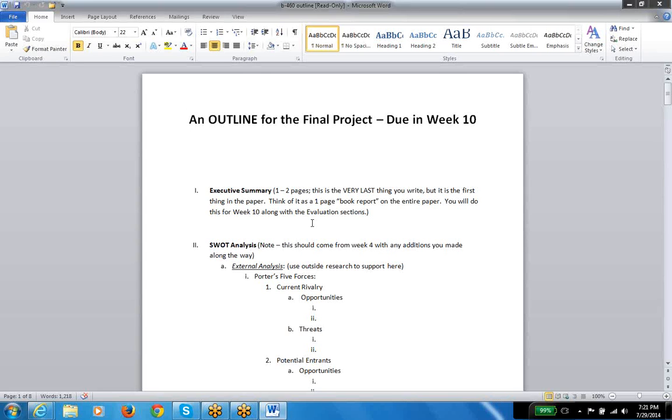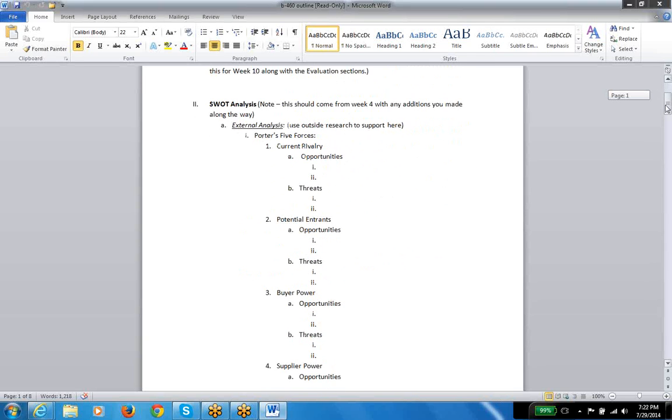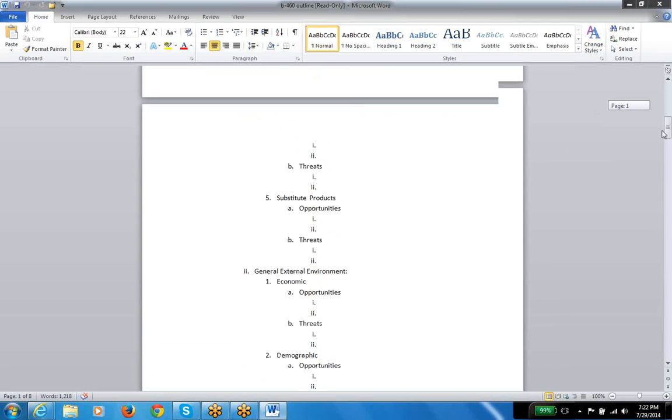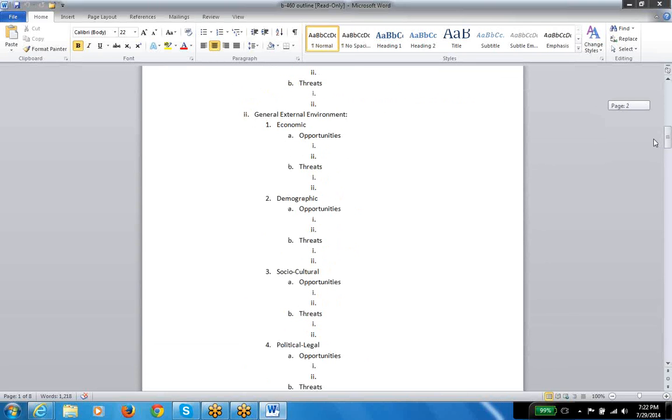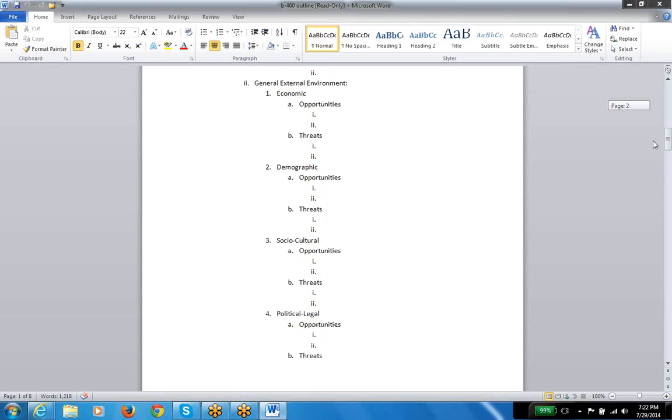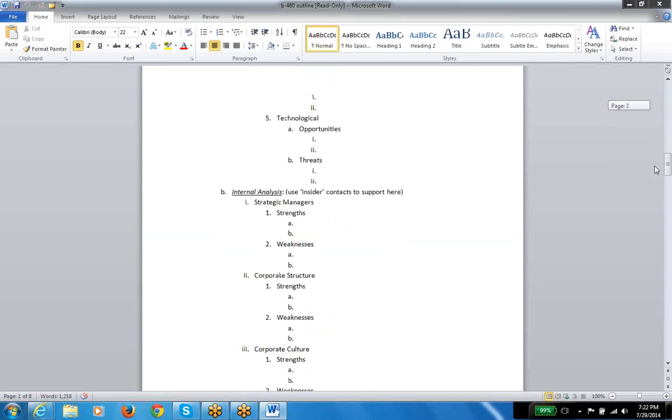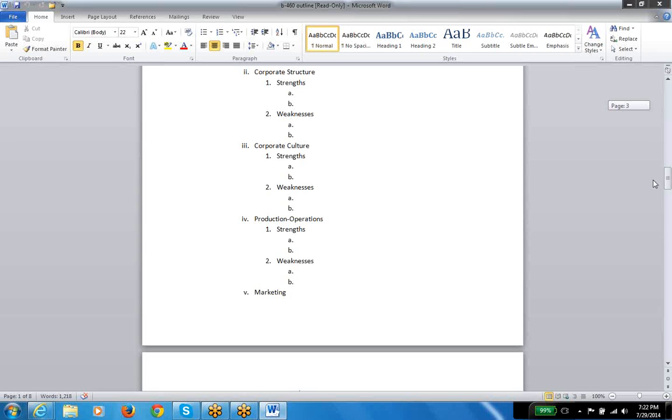All right, so week 4, seeing no questions generally. Let me go to a specific on week 4, the SWOT. For those of you that are wondering, yes, this is Porter. So current rivalry, potential entrance, buyer power, supplier power, that was actually part of week 3. So if you're a little fuzzy on Porter, I would go back to week 3. I think the general environment in total, the economic, demographic, sociocultural, that was probably a combination of week 2 and week 3. And the internal environment seems to be where we are this week.